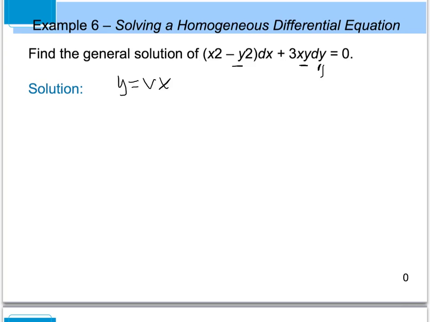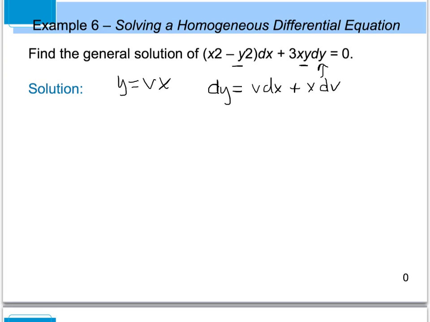But I also have this little guy right here, this dy. So that really means the derivative of y. So if I go ahead and solve for dy from this y equals vx equation, I know that the derivative of a product, because this is v times x, is equal to the first, which is v, times the derivative of the second, or dx, plus the second, which is x, times the derivative of the first, or dv.